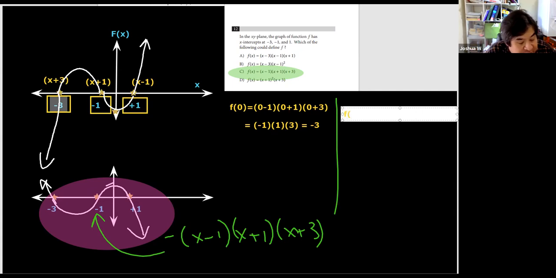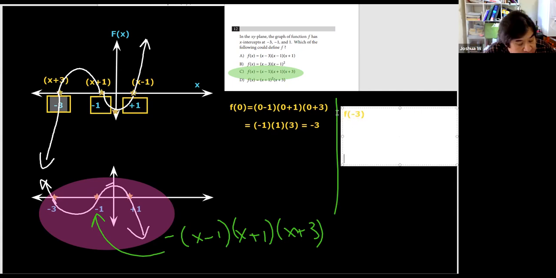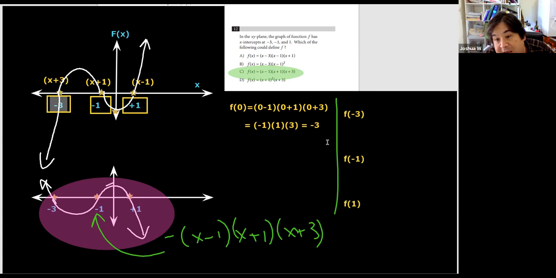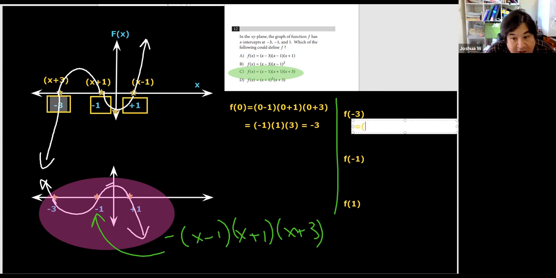So we'll plug in f of -3. We'll also plug in f of -1. And we'll also plug in f of 1. And you're going to see right now, right in front of your eyes, that because it's in factored form, it shows us that it makes a 0. So we plug in -3, we have, it's exactly what Emily was saying.